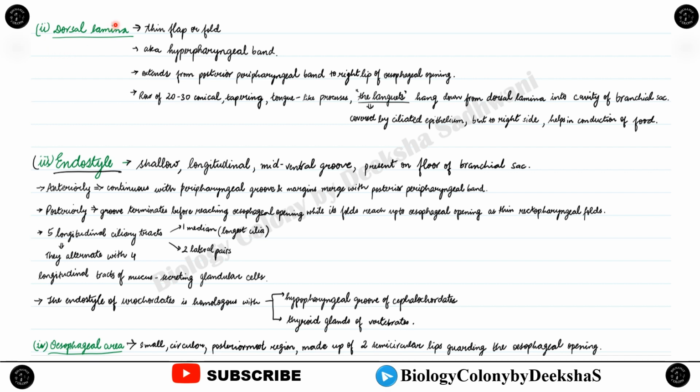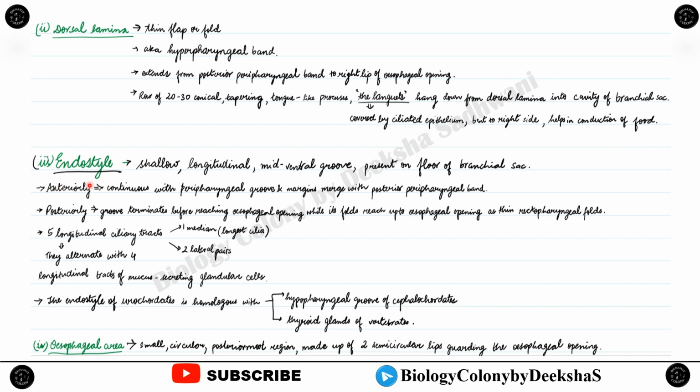Next is dorsal lamina. It is a thin flap or fold, also known as hyperpharyngeal band. It extends from posterior peripharyngeal band to right lip of esophageal opening. It has a row of 20 to 30 conical tapering tongue-like processes called the languets that hang down from the dorsal lamina into cavity of branchial sac. These languets are covered by ciliated epithelium, bent to right side, and help in conduction of food.